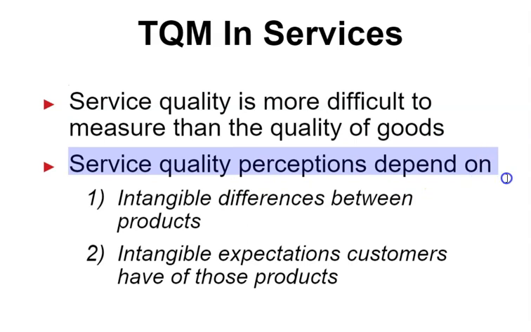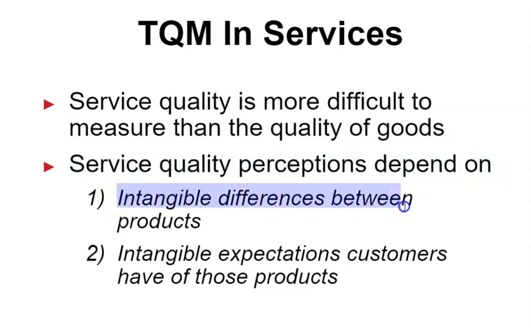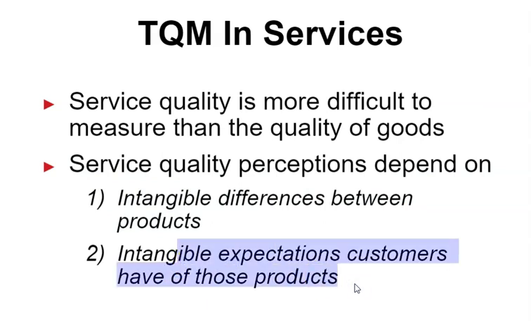Service quality perceptions depend on intangible differences between products and intangible expectations customers have of those products. So sometimes you as a manager, you as a producer, feel that your production is perfect, or your service is perfect, but where your customer comes from and what they expect can be completely different. Sometimes they have lower expectations, they see your product or your service and they're super happy. But at the same time, you might have a customer who comes from a background or experience with better service, better production, so their level of expectation is much higher than what you provide and they feel unhappy. That's why it's not easy.